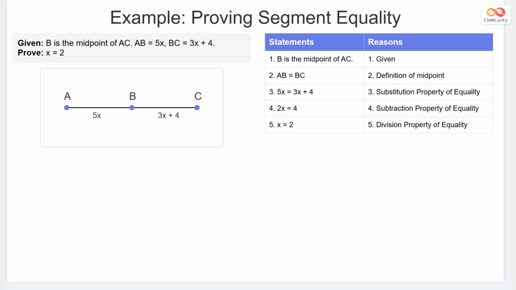We start with the given fact that B is the midpoint. By the definition of a midpoint, segment AB must be equal to segment BC. Substituting the given expressions, we get 5x equals 3x plus 4. The subtraction property of equality lets us simplify this to 2x equals 4. Finally, using the division property of equality, we arrive at our conclusion. X equals 2.